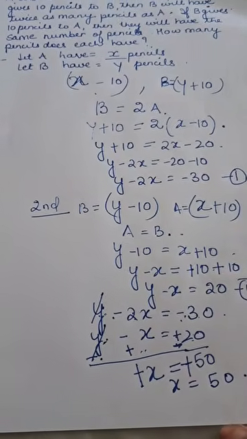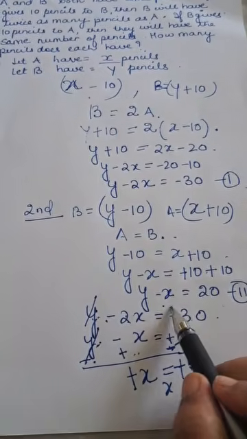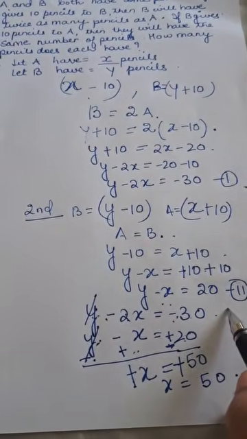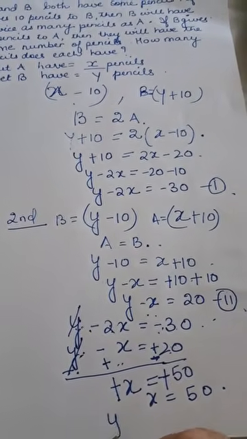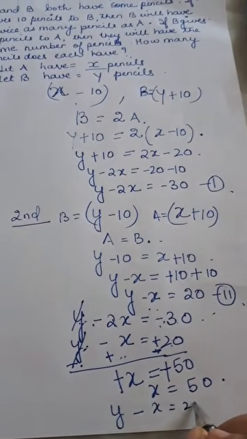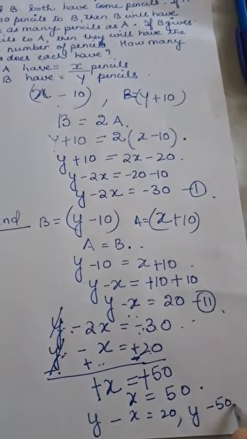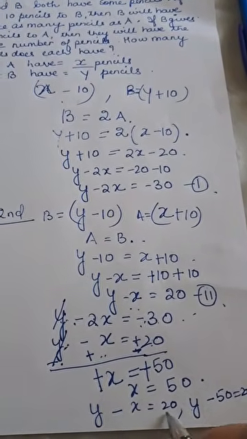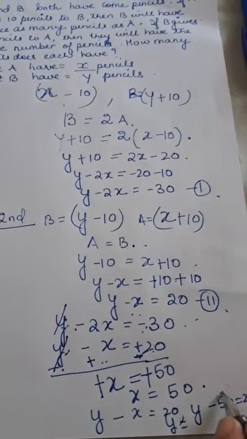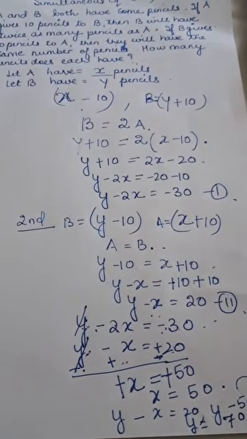Now we'll get the value of y. We can put the value of x in equation 2, that is y minus x is equal to 20, which is y minus 50 is equal to 20. So y is, 50 goes to the other side, 20 plus 50 is 70. That's it.